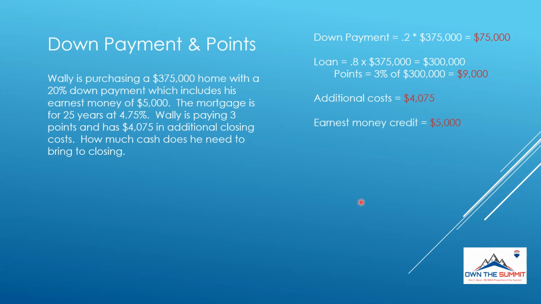But he did pay earnest money at the time of contract, and he doesn't have to bring that to closing. He gets a credit for that at closing. So that'll be a credit against the earlier numbers. So we have $75,000 plus $9,000 plus $4,075 minus $5,000, which is $83,075. That's what he needs to bring to the closing.